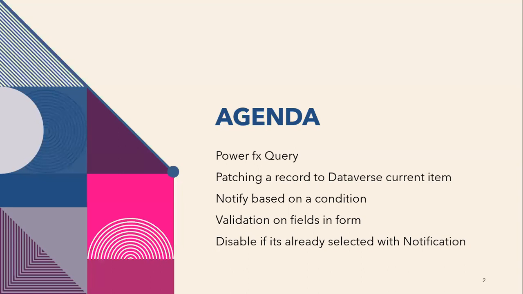Following that, we are trying to patch a record in the Dataverse current item and then notify with a custom message, and based on validation, just show some notification to the users. Also, if the action is already in place and you don't want to make the update again, you can just notify users that this has already been done. Everything here will be more of a theoretical part, just to guide someone who wants an overview of using this PowerFX formula in their existing live projects.